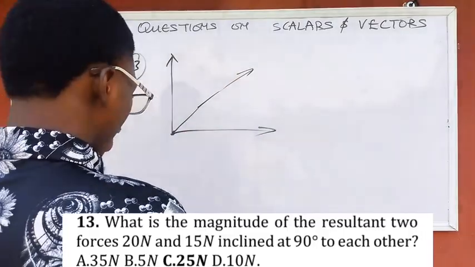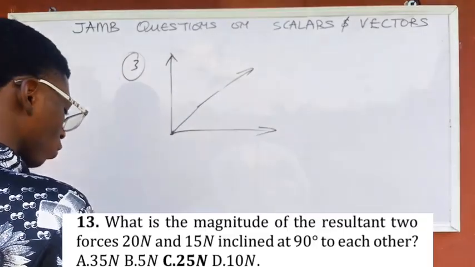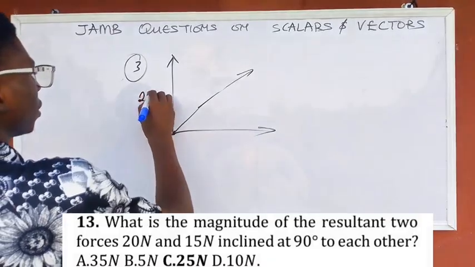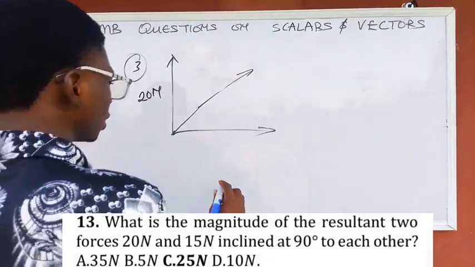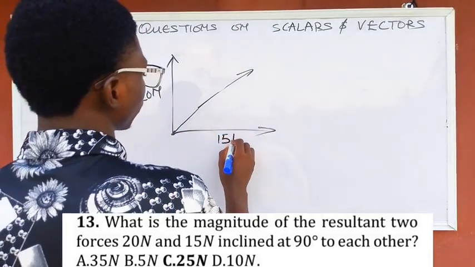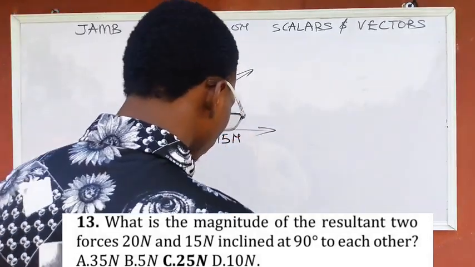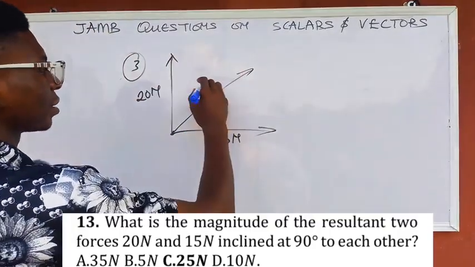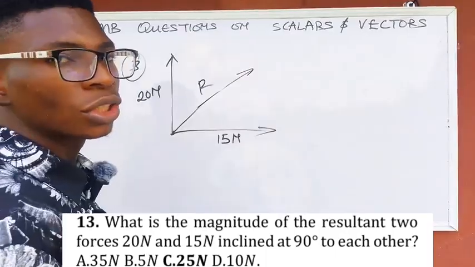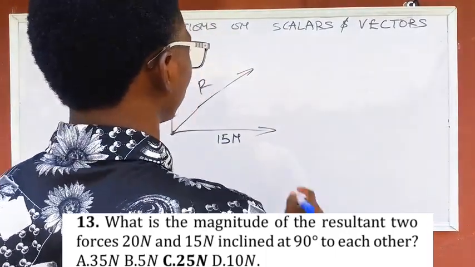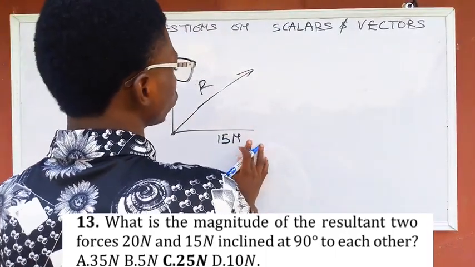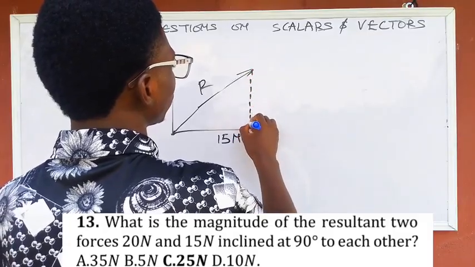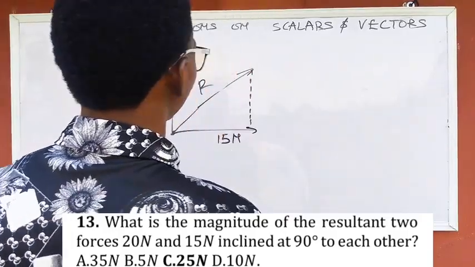So the first force is 20 Newton and the second one is 15 Newton. Now, to calculate the resultant, we are going to change this one to a triangle. Please go and watch. That's why I said you go and watch the first video. I don't want to be explaining so that I will not be wasting too much of our time here.